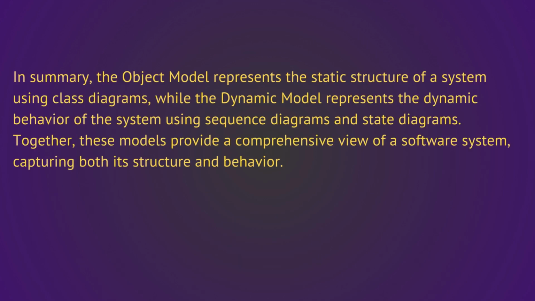In summary, the object model represents the static structure of a system using class diagrams, while the dynamic model represents the dynamic behavior of the system using sequence diagrams and state diagrams. Together, these models provide a comprehensive view of a software system, capturing both its structure and behavior.